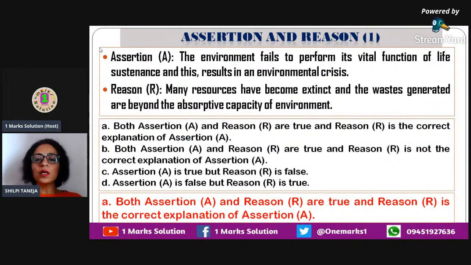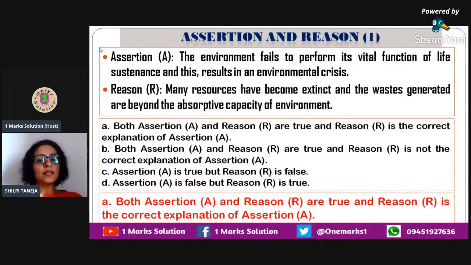Otherwise, as you all know, we are facing smog. For so many months we face smog in Delhi and NCR, or in other countries also. So at that time it becomes difficult to even breathe in the environment, isn't it? So that means the creation of pollution is much more than the absorptive capacity of the environment. Creation is much more than the absorption of the environment. So the reason is also true.